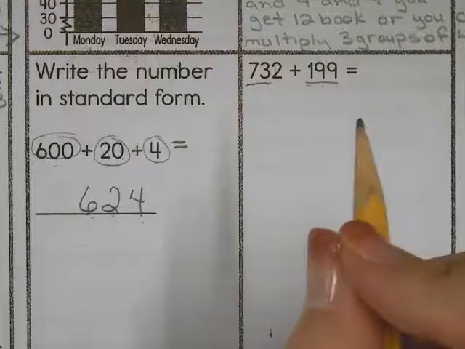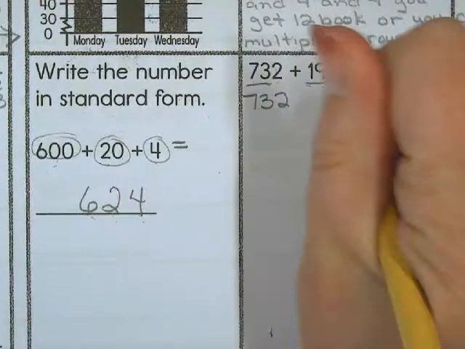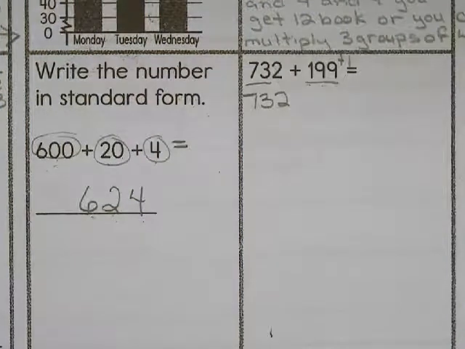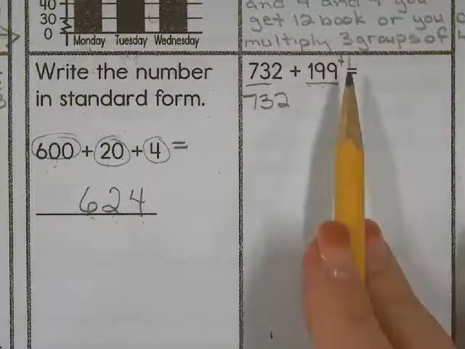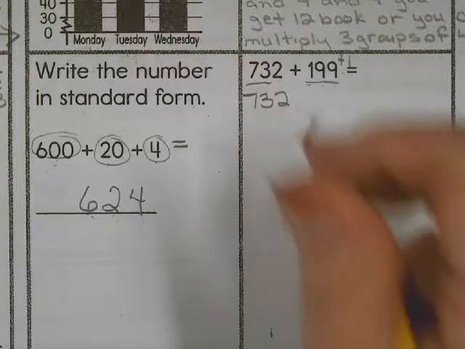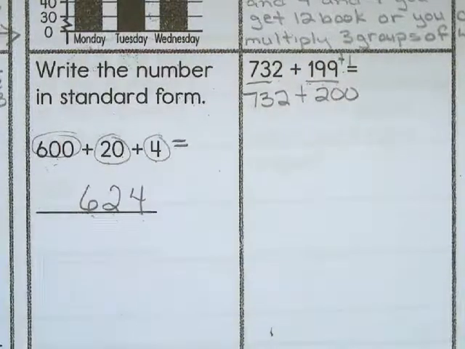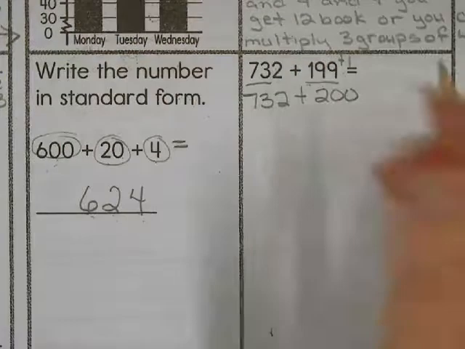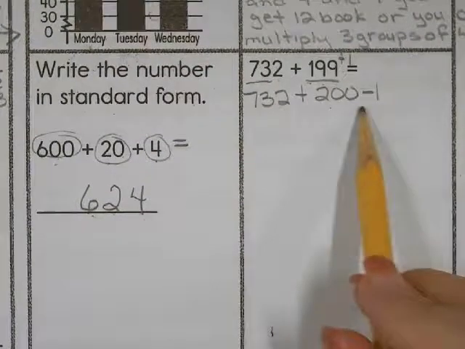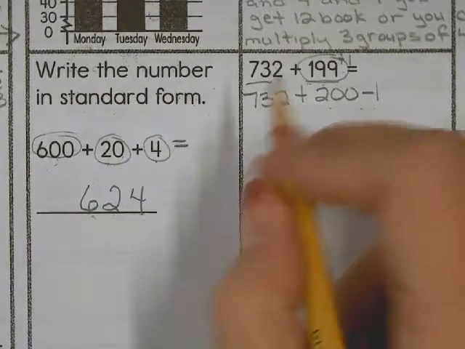So let's think about it this way. If we were to take 732 and we were to, instead of thinking about 199 as 199, and we just add one more, we could make that into 200. And 200 is much easier to add to 732 than 199 is. And then we could just take out that 1, because what is 200 minus 1? It's 199.